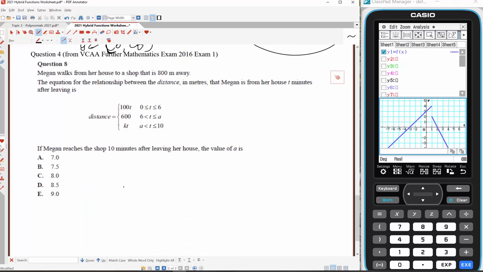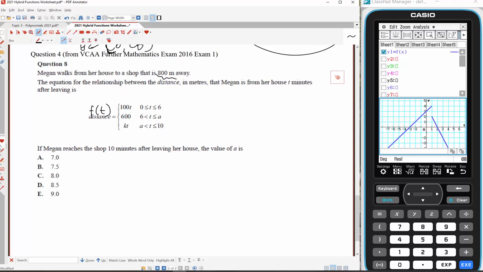Okay, this final question. Yeah, this is a ripper question from Further Maths, actually, 2016 Exam 1. It's question 8, which means it's their toughest linear problem for the state. Okay, so what we've got is Megan walks from her house to a shop that's 800 meters away. The equation for the relationship between the distance in meters that Megan is from her house t minutes after leaving is this. So we can imagine this as a function f of t. They don't do functions in Further, but we can imagine this as a hybrid function f of t.